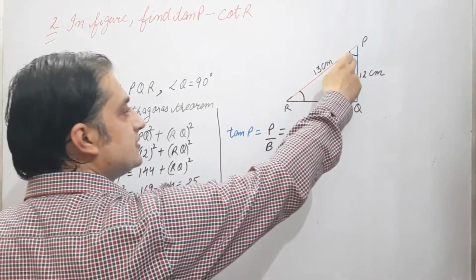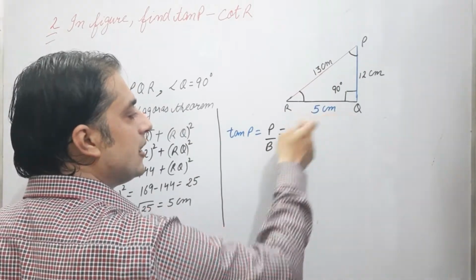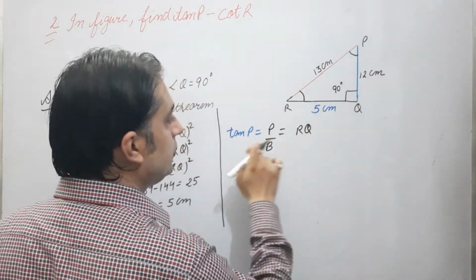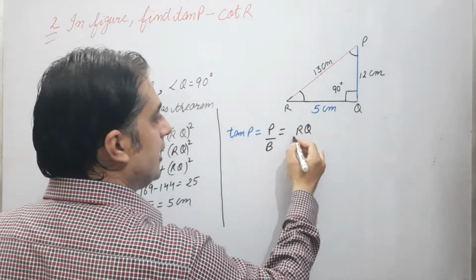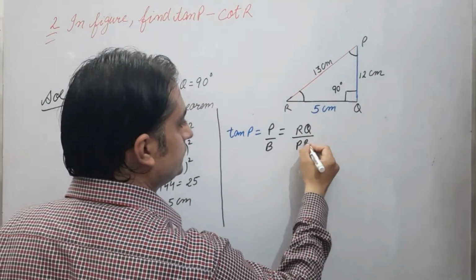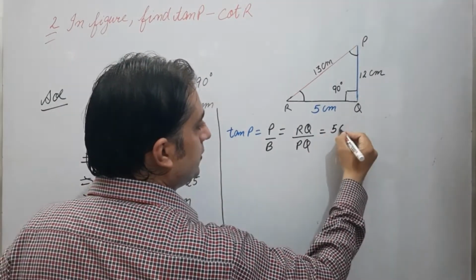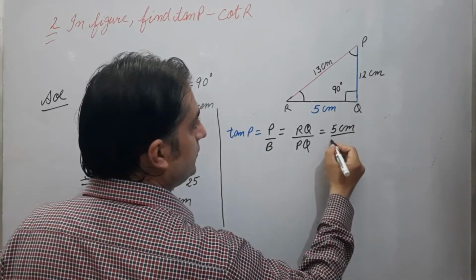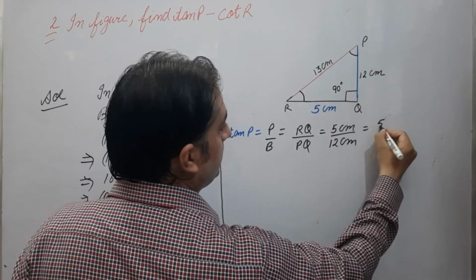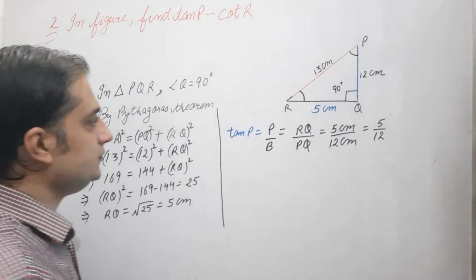Now here is the angle P, which is our angle of reference. The side opposite is denoted by r cube, and that is called perpendicular. That is r cube, the perpendicular for tangent P, the opposite side. And the base, that is the adjacent side, is p cube. Just put the values: r cube is 5 centimeters and p cube is 12 centimeters. So the value is 5 by 12. So this is the T ratio for angle P, the acute angle.